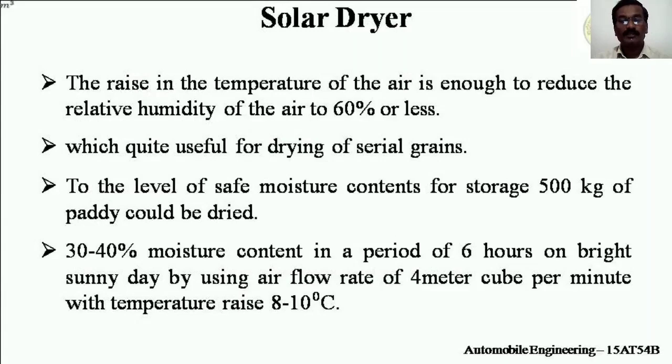The rise in temperature of the air is enough to reduce the relative humidity of the air to 60% or less, which is quite useful for drying of cereal grains to the level of safe moisture content for storage. 500 kg of paddy could be dried at a time, from 30 to 40% moisture content, in a period of 6 hours on a bright sunny day, using an air flow rate of up to 4 cubic meters per minute with a temperature rise of 8 to 10 degrees centigrade.